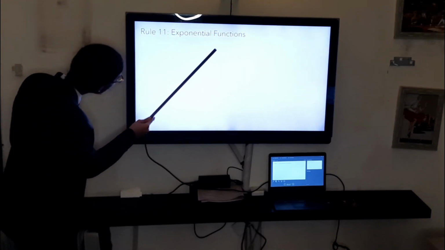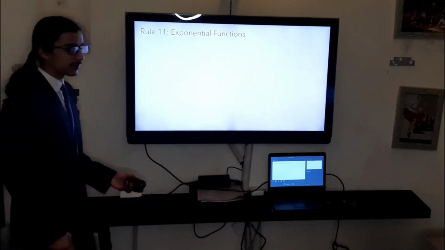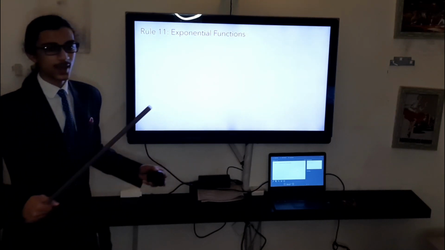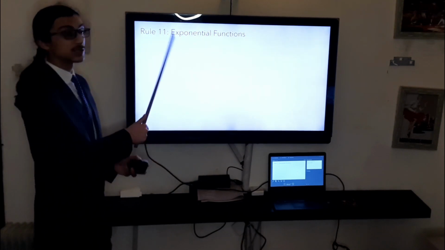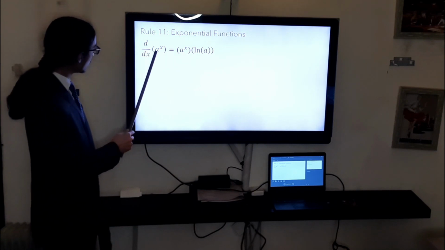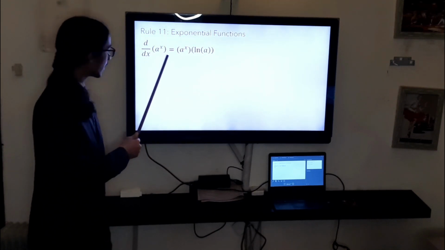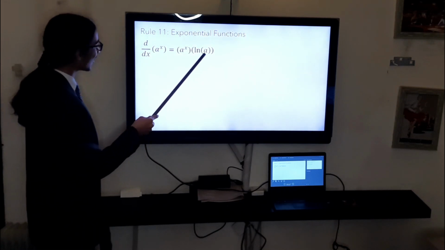But now let's move on to the next one, which is exponential functions. So we've been dealing primarily with polynomials. Now we added some radicals and 1 upon x to the power 9, these kind of things to our tool belt. Then we added just now the trigonometric functions. Now we've got exponential functions. So the derivative of an exponential function a to the power x will just be a to the power x into ln of a, right?